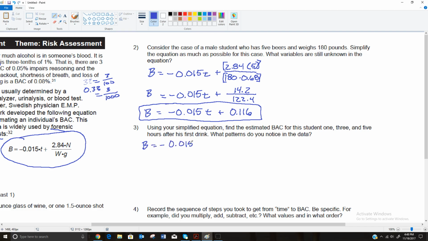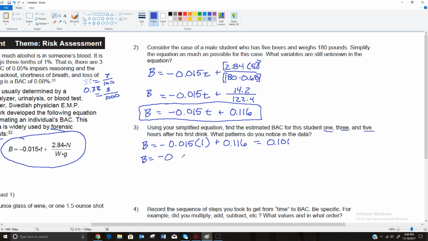So it says 1, 3, and 5 hours. So we're going to put in a 1 for T for the time. And if he's had 5 drinks in 1 hour, I would assume his blood alcohol content is going to be fairly high. So negative, don't forget the negative, 0.015 times 1 plus 0.116. And that's going to put his blood alcohol content at 0.101. So we're not to the point of passing out and such, but we're definitely over the impaired limit and also over the legal limit. The legal limit, remember, is 0.08.